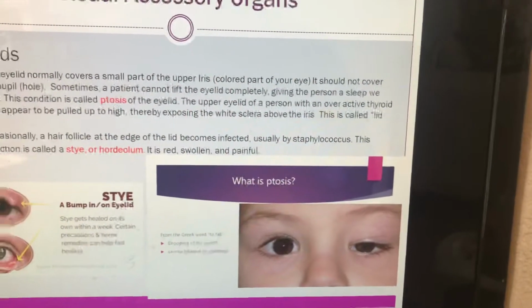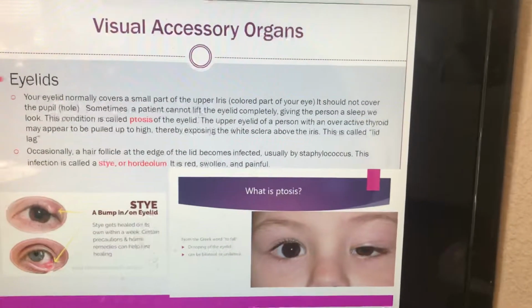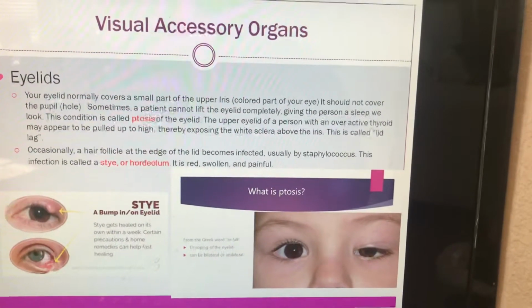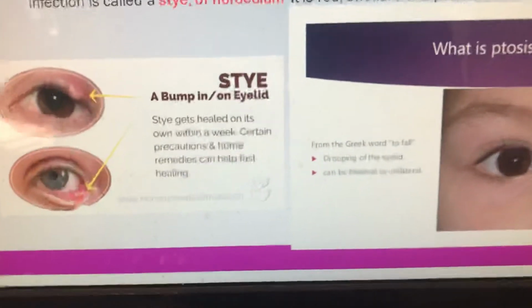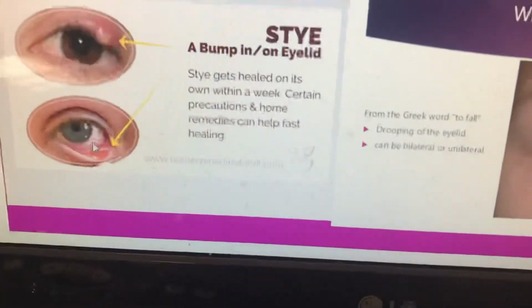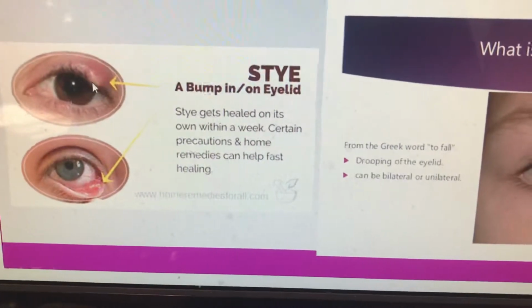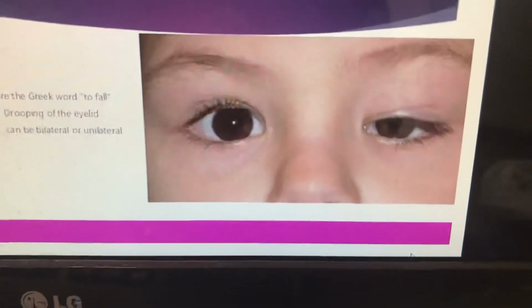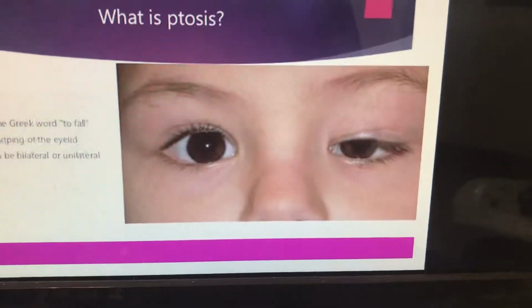Occasionally a hair follicle at the edge of the lid becomes infected, usually by staph. This infection is called a stye, and that's where it's going to be red, swollen, and painful. So let's take a look at the stye. It can be down here, or it can be in the upper portion here. And ptosis, like we said, that's where they can't fully lift the eyelid. So that's a picture of that.